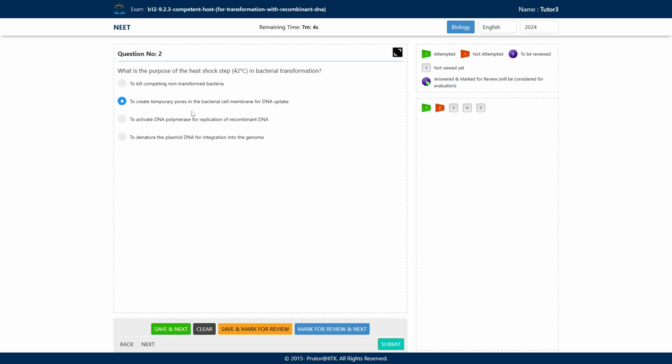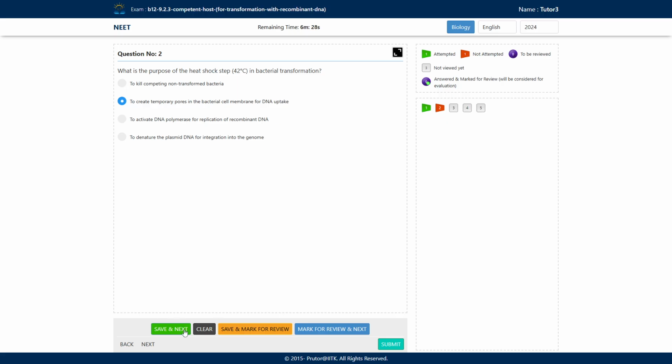The third option is to activate DNA polymerase for replication of recombinant DNA. No, it has nothing to do with DNA polymerase activation. To denature the plasmid DNA for integration into the genome. Obviously not, because if we denature the plasmid DNA, what is the benefit of all this transformation step? So the answer would be to create temporary pores in the bacterial cell membrane for DNA uptake.